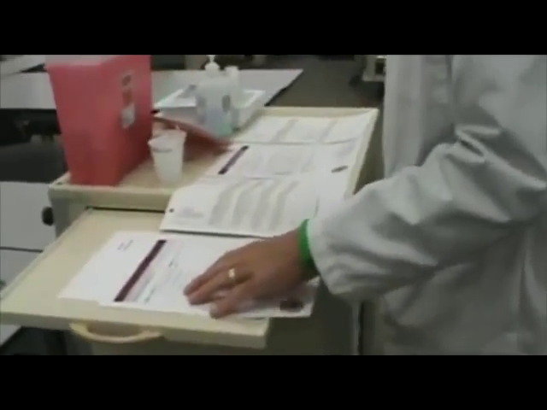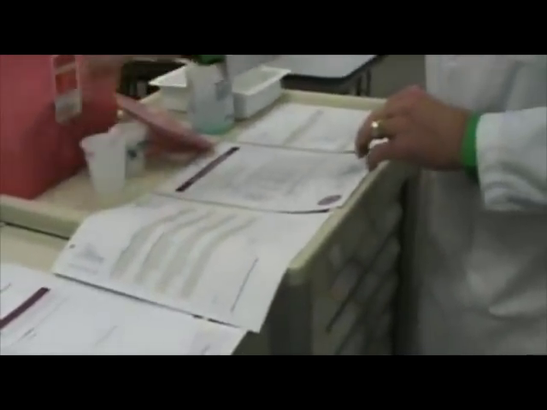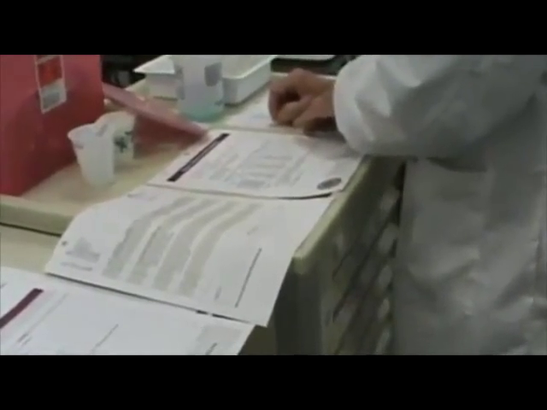Okay. So I'm going to start with my first order here. Finger stick blood glucose, AC, and bedtime. Over here, this MAR here. Finger stick blood glucose, AC, and bedtime. That is scheduled for 7:30, 11:30, 16:30, and 8:30. Date and initial that.